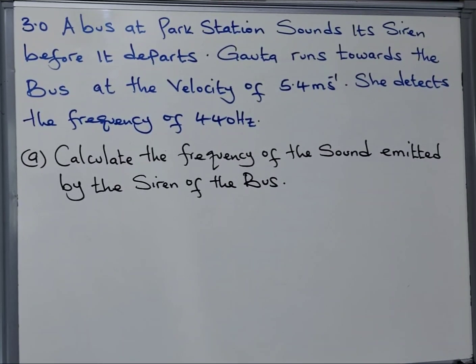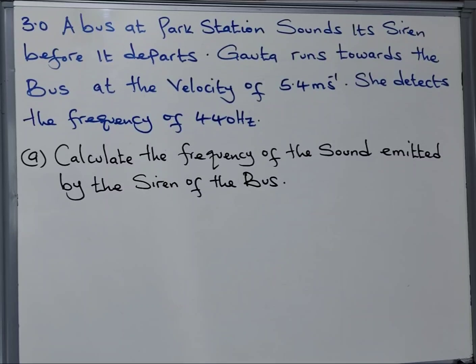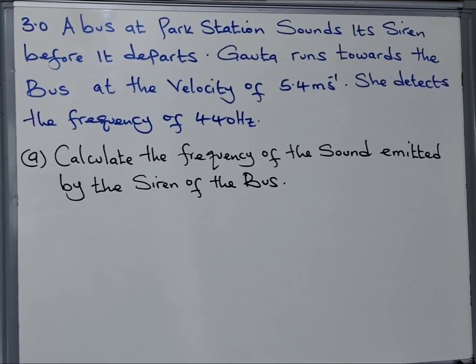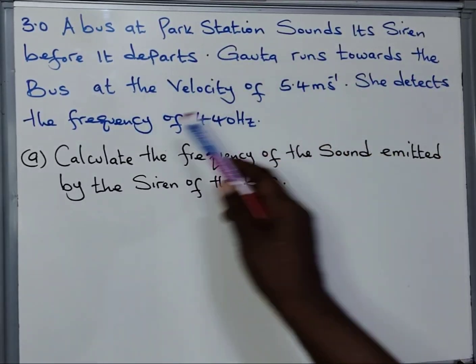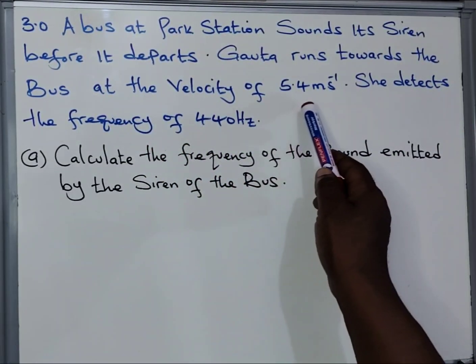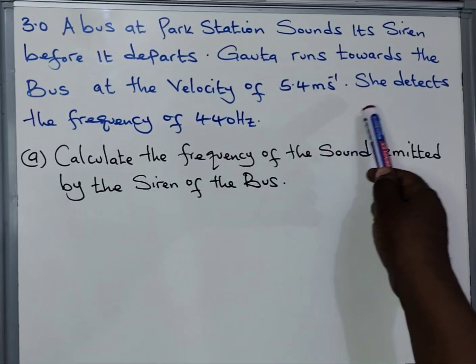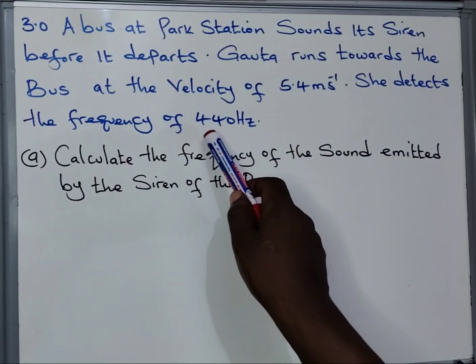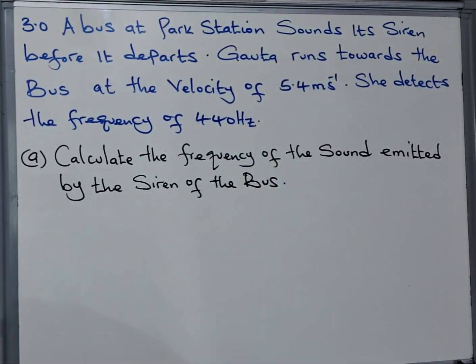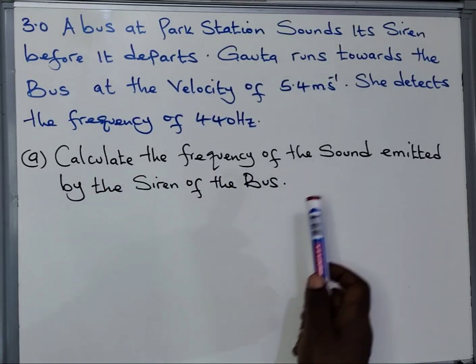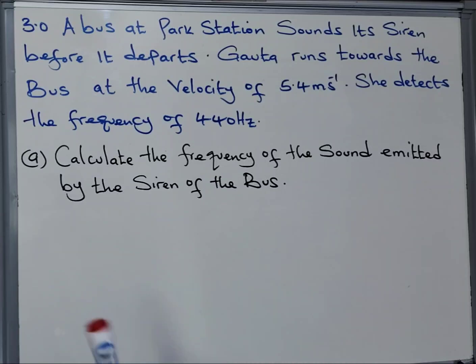Yeah, then comes this question. It says that a bus at Park Station sounds its siren before it departs. Hauta runs towards the bus at a velocity of 5.4 meters per second. She detects the frequency of 440 Hz. Then the question says to calculate the frequency of sound emitted by the siren.